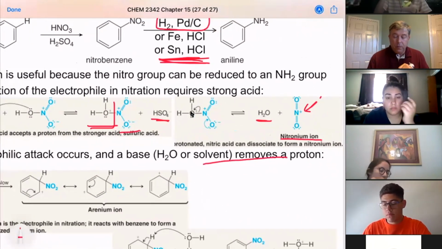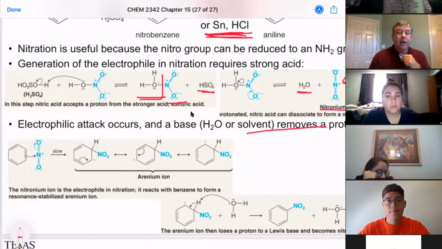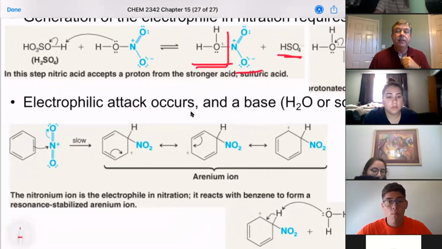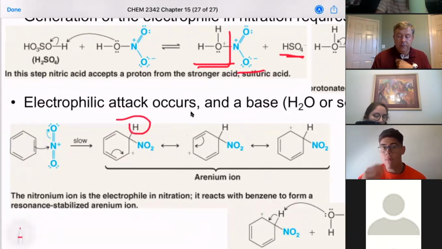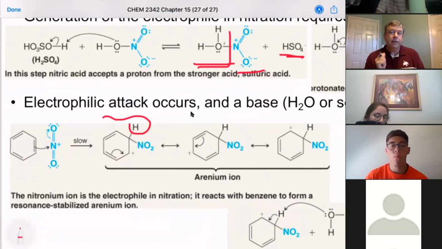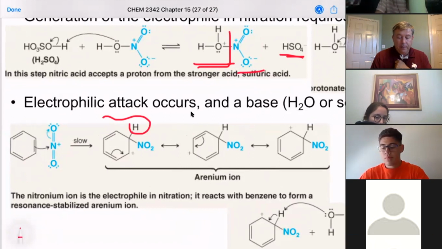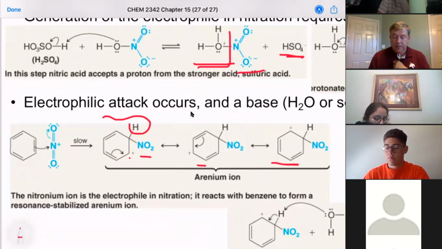Once we have our electrophile generated, just like before, the electrons from the benzene ring reach out and grab onto that nitrogen. Notice whenever I do this mechanism, I always put the hydrogen here. When you draw this mechanism, always draw the hydrogen there to make sure you don't forget it, because that's the hydrogen that's going to leave at the end. So once we add our nitronium ion, we generate our carbocation, which is stabilized across as many carbons as possible, giving our arenium ion, our cation.